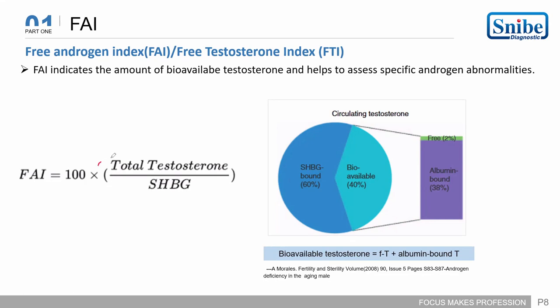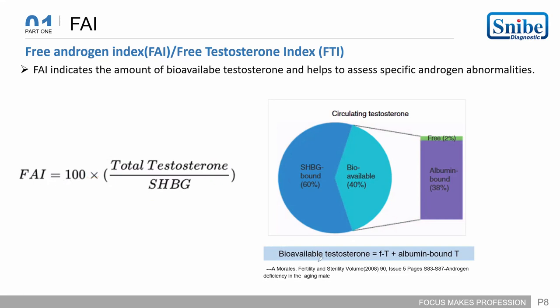You need two assays to perform that. After performing them, you can calculate the free androgen index. You have to divide the total testosterone by the SHBG, and after dividing it, you multiply it, and then you get the value of the free androgen index.